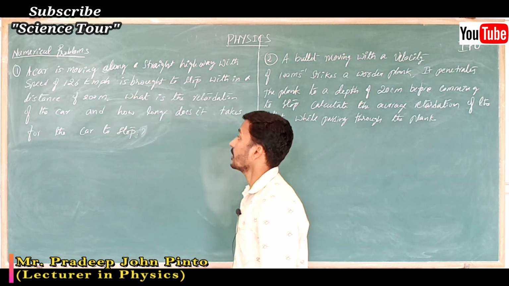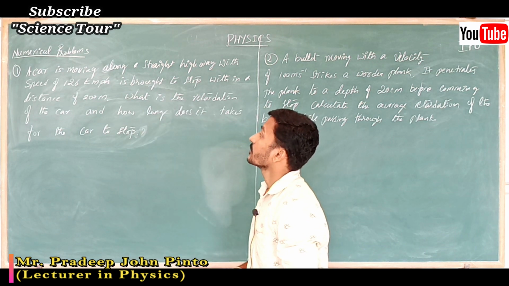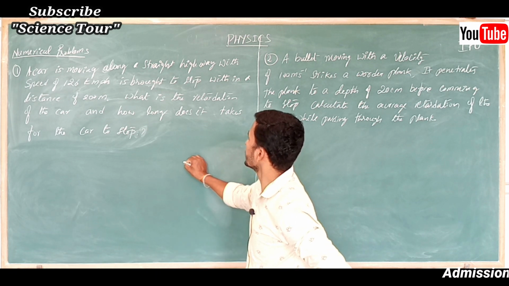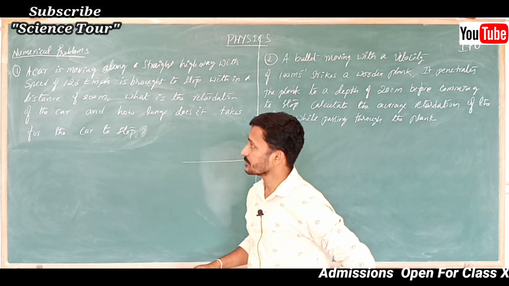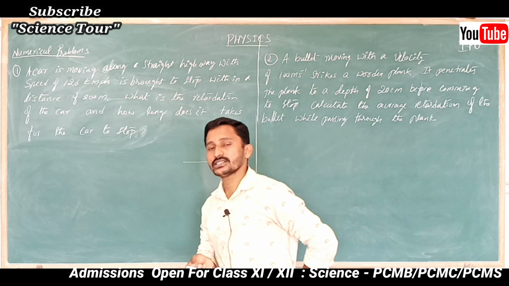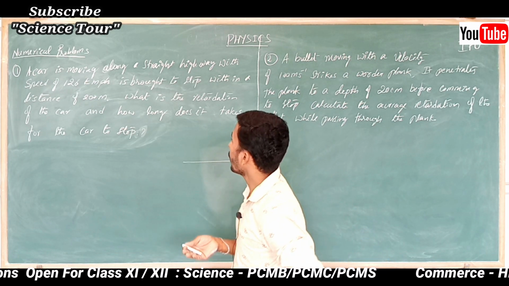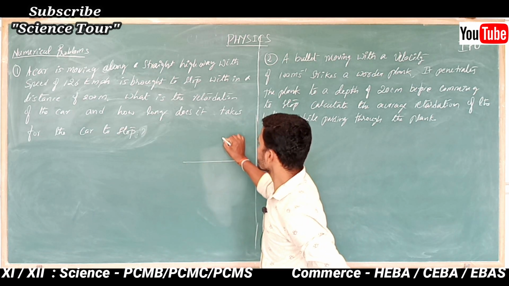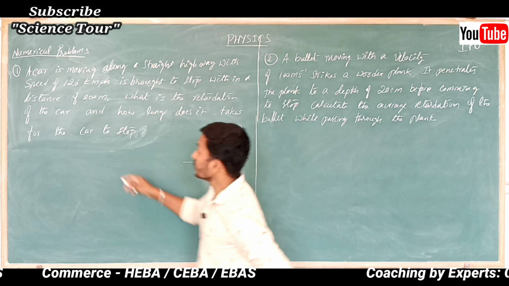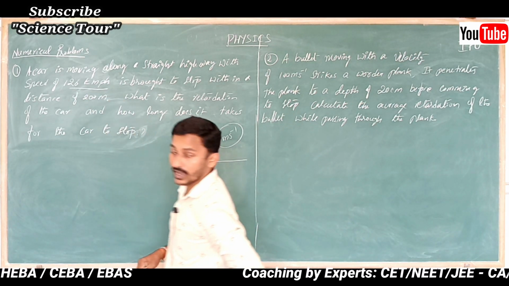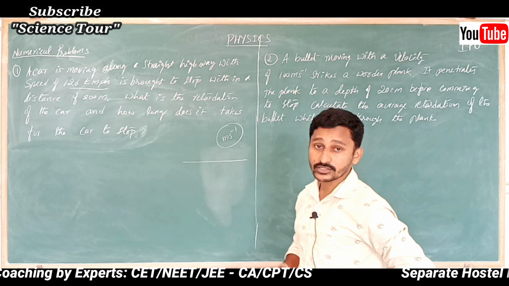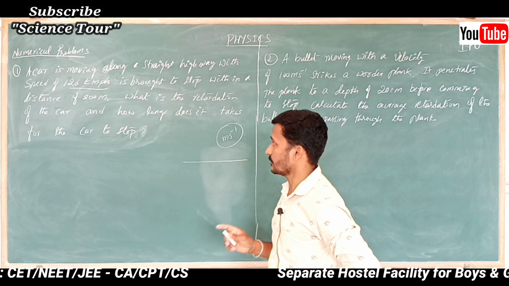Now we are going to discuss a problem. A car is moving along a straight highway with a speed of 126 km per hour. What is the unit of speed? The unit of speed is meter per second, but it is given in kilometer per hour. That we have to convert into meter per second, because everything must be in meter per second.